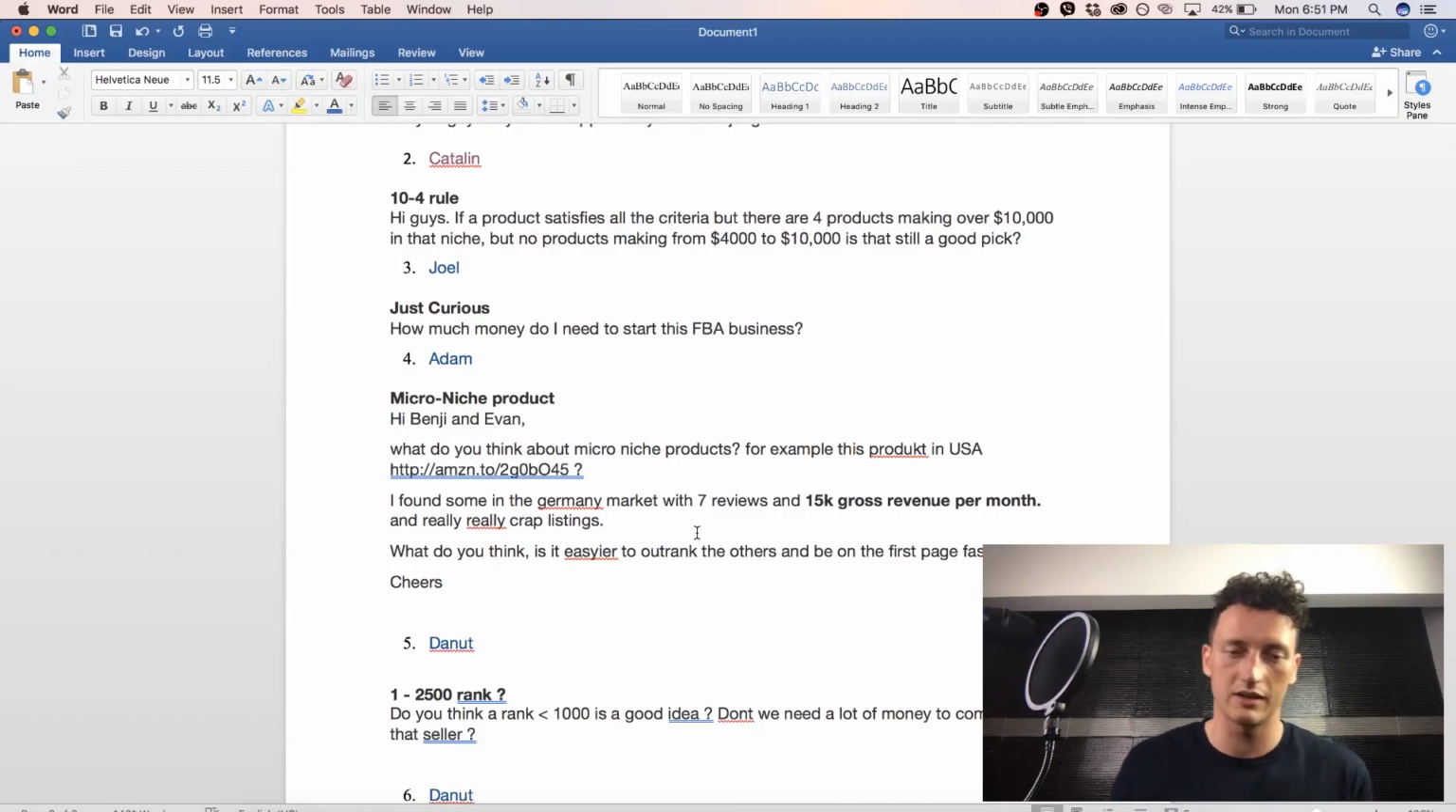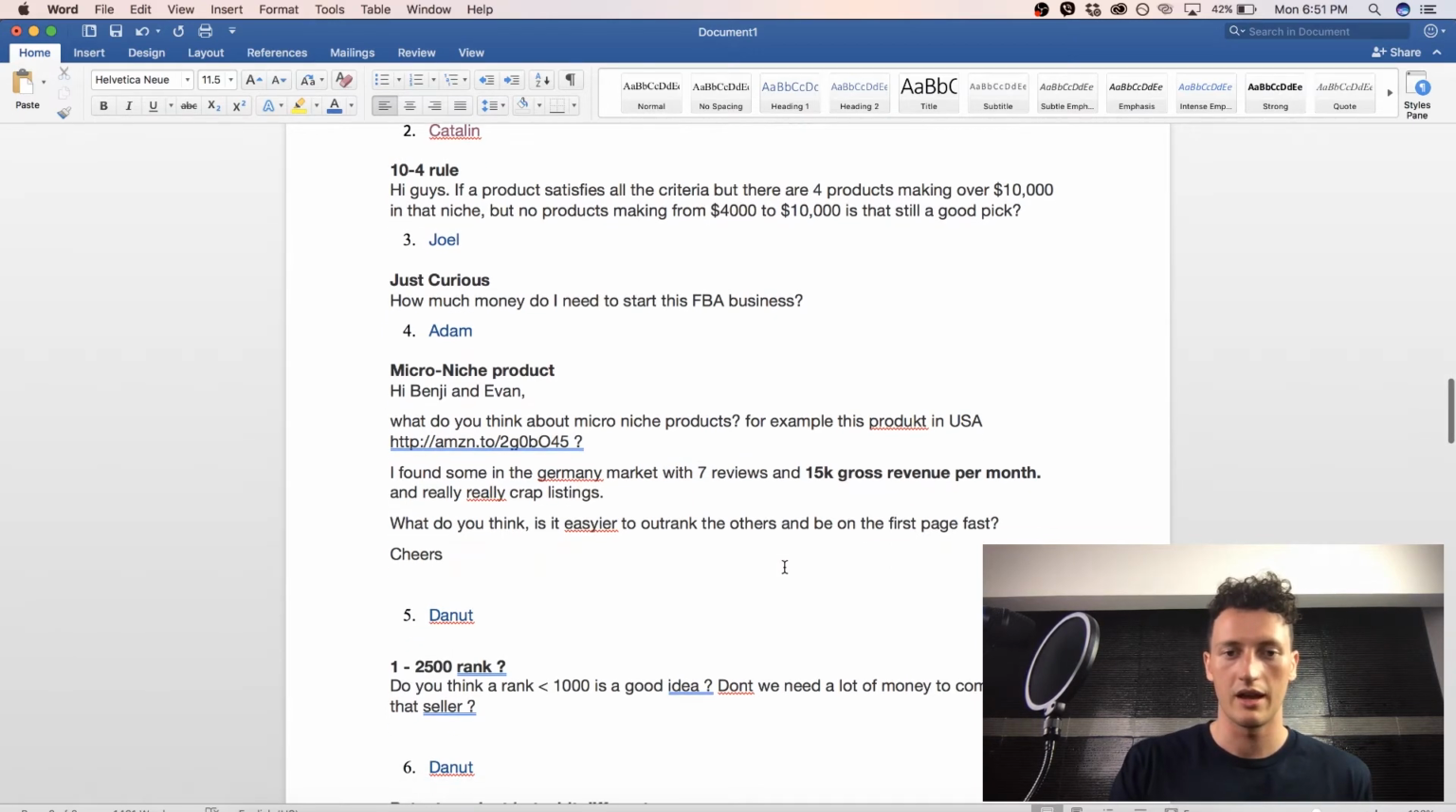What do you think is easier to outrank the others and be on the first page? Micro niche products. I'm not exactly sure what the question is here. That product does look good depending on the competition of that product. I would double check if the German market stats are correct using Jungle Scout. 7 reviews is great, really low competition. So double check that the German market is accurate, and let me know what a micro niche product is, and if I can answer this more specifically for you, I'll make that video for you.